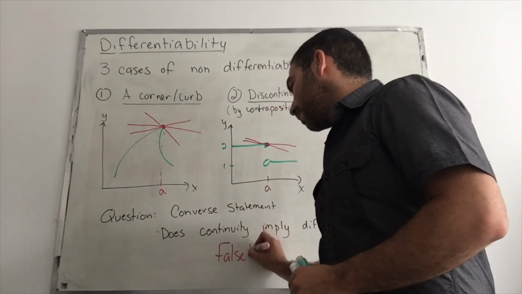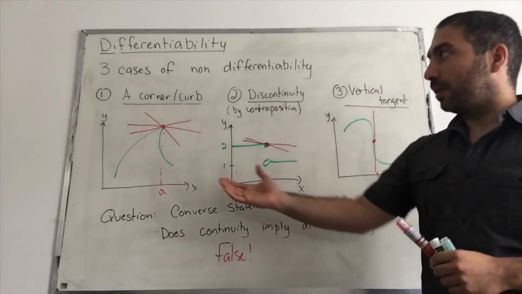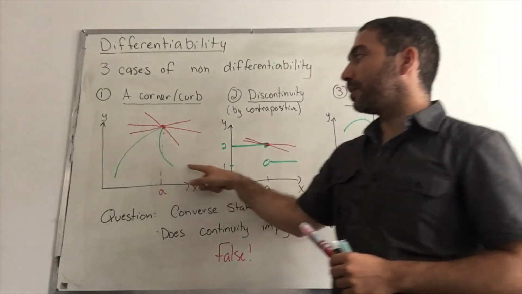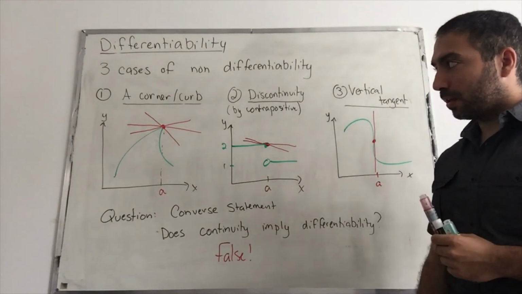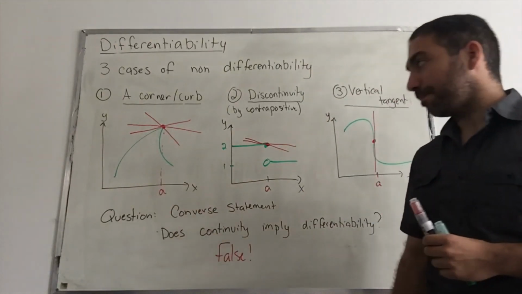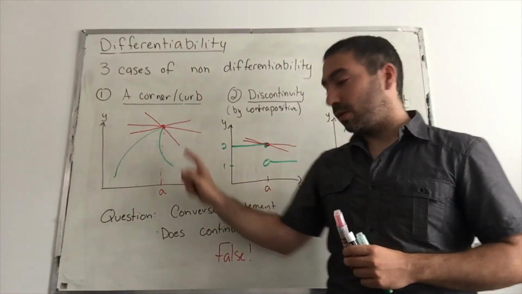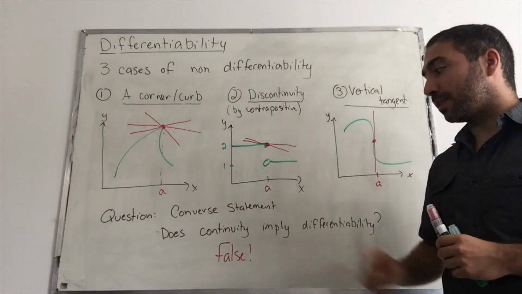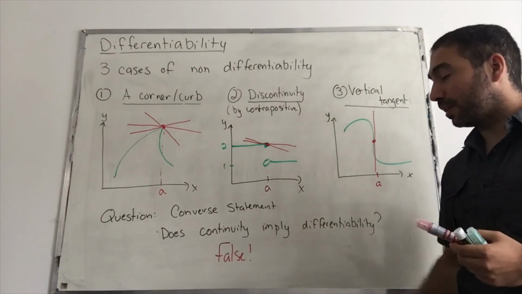And we have an example here just on the board. This function here is continuous. Yet, because it has a corner or a curve, it's not differentiable. So the converse statement is actually false. That continuity implies differentiability, that's false.